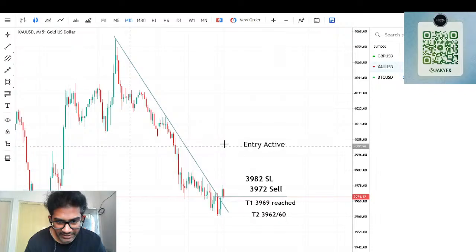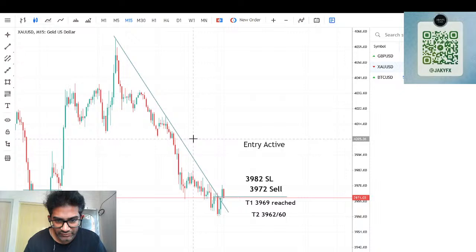Those who are still in the trade, you can see that it's in our entry zone. 3972 और 75 के बीच में एंट्री हुआ था अभी भी एक्टिव चल रहा है, let's see.